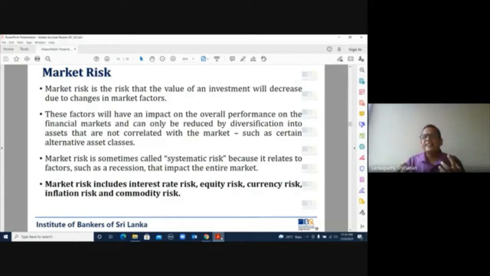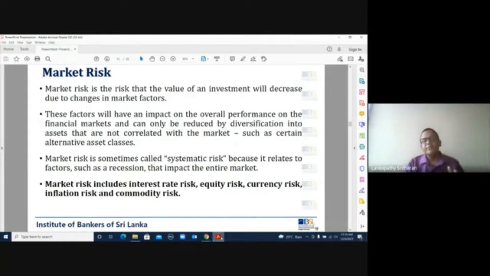Market risk is, if the interest rate goes up, it goes up for everybody, and if the interest rate comes down, it comes down for everybody. Stock market prices are also more or less the same. So this is the market factor. How can you reduce the risk? Just diversify the portfolio. Diversifying the portfolio is one of the main factors to mitigate market risk.